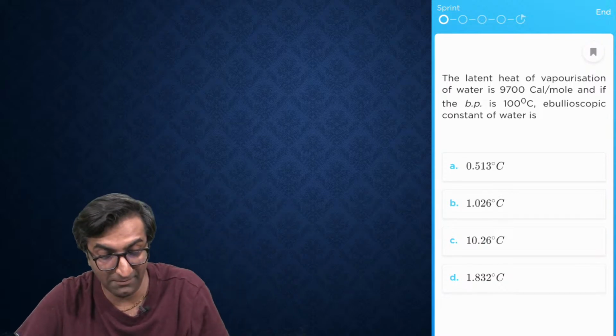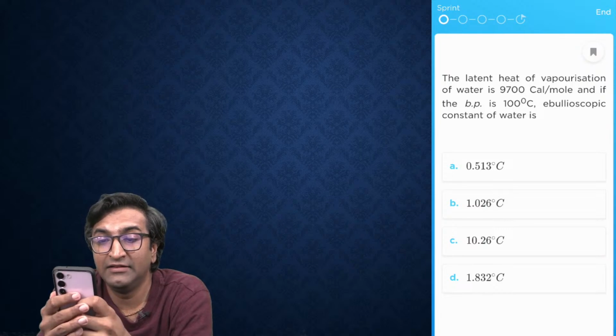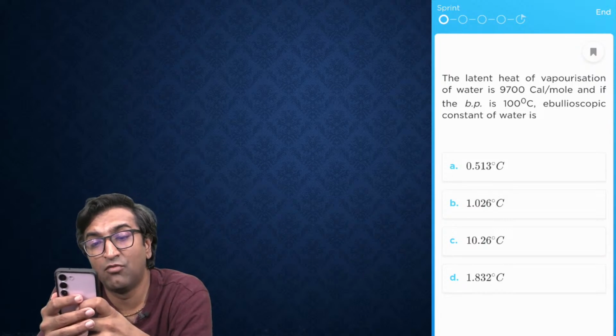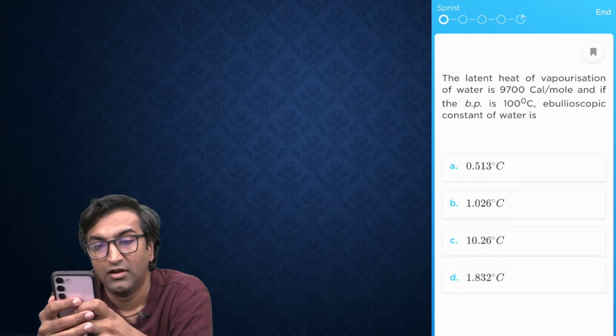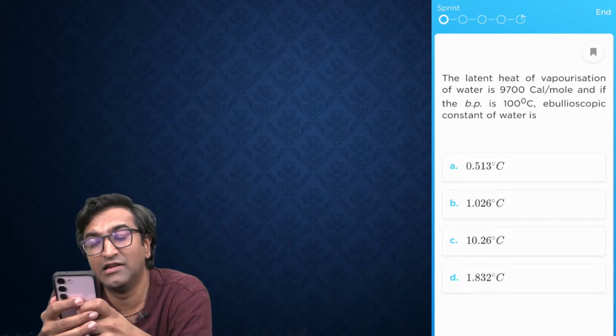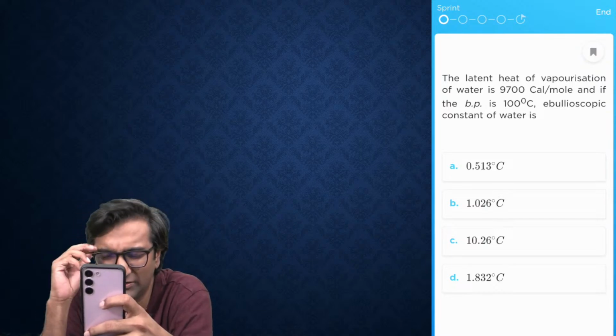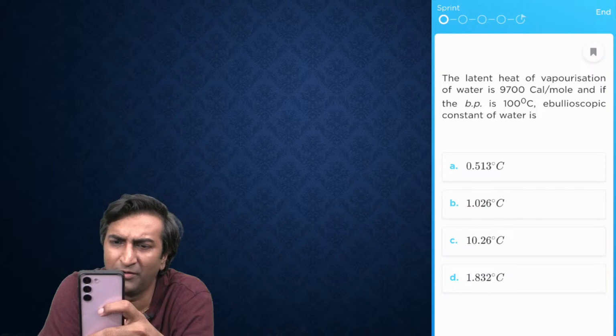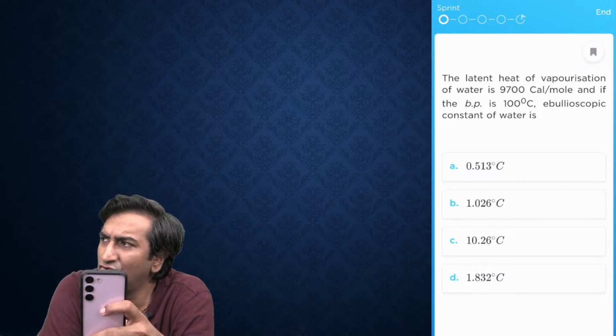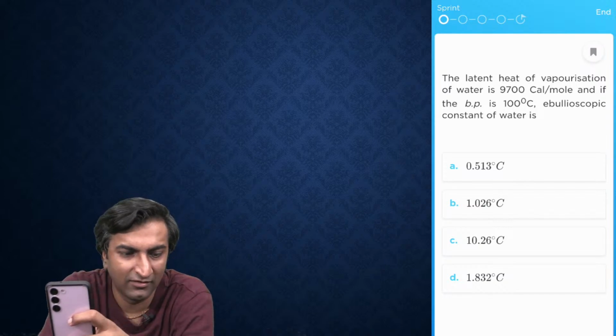The latent heat of vaporization of water is 9,700 calorie per mole. Oh, that's a lot. And boiling point is 100 degrees Celsius. What is ebullioscopic constant? मुझे क्या मालूम what is ebullioscopic constant? Do you know how to do this? ये याद है क्या? ये मालूम है कैसे करते हैं?